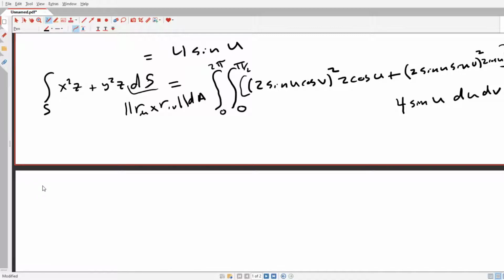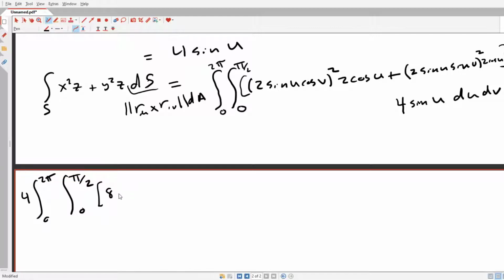So how can I simplify this? So I have the integral from 0 to 2 pi, integral 0 to pi over 2. So here I'm going to have sines, it's going to be 4 times 2, which is 8. Actually, hold on. This whole thing is multiplied by 4 sine u. I'm going to move that 4 way out here in front. So now I'm going to have this.